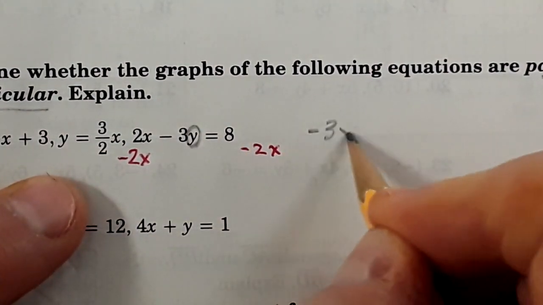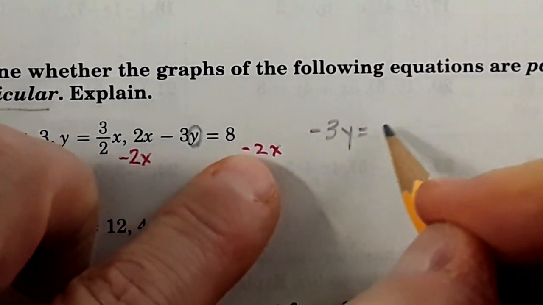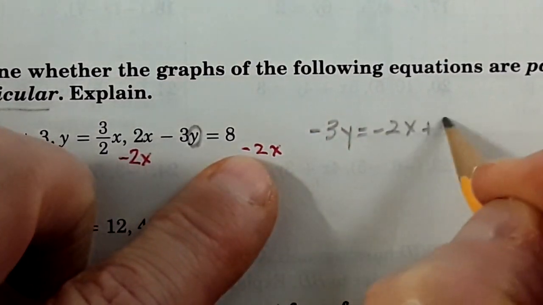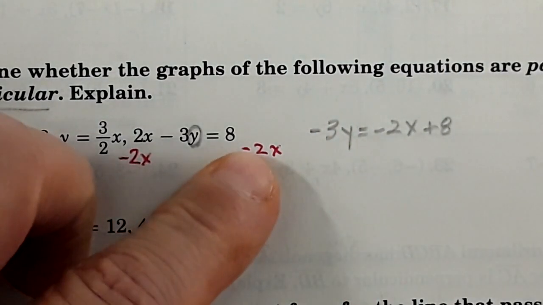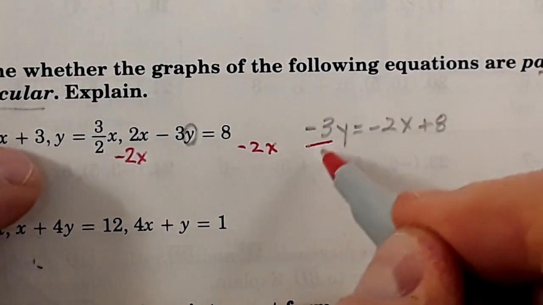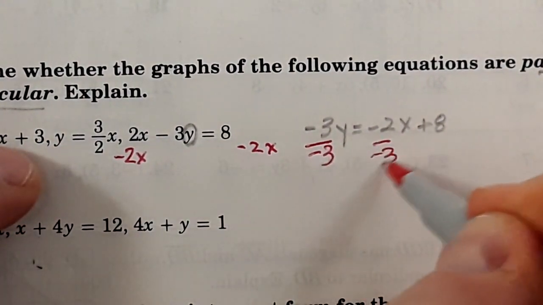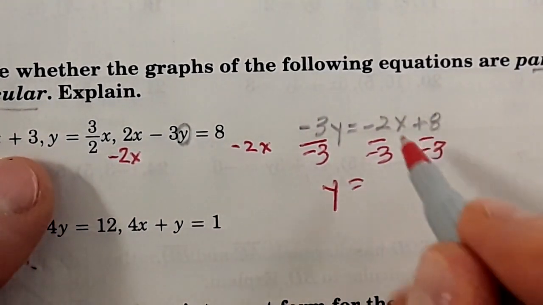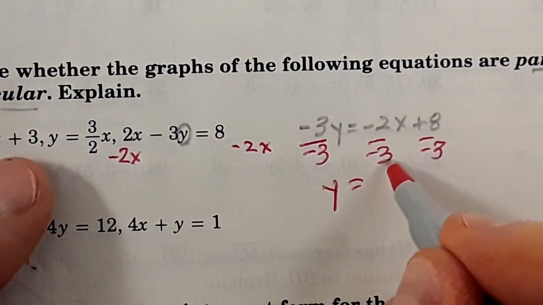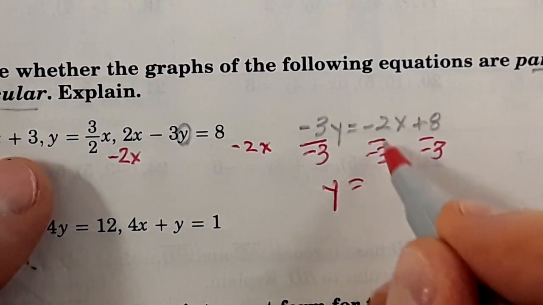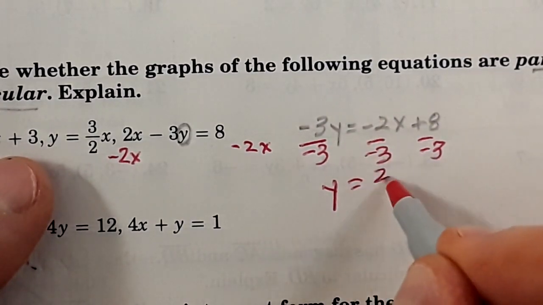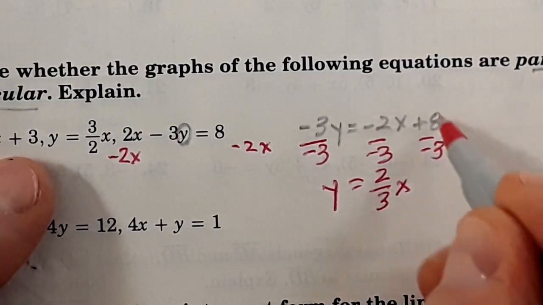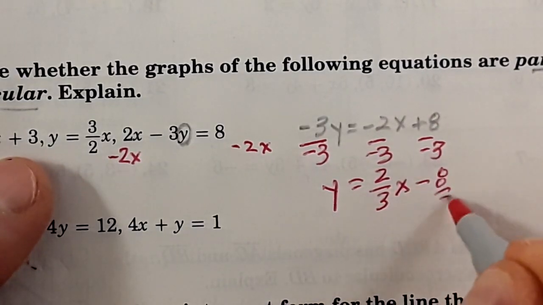You get -3y equals -2x plus 8, like that. Then you divide every term by -3. And you get y equals what? What's -2 divided by -3? What is that? 2/3 x minus 8/3.